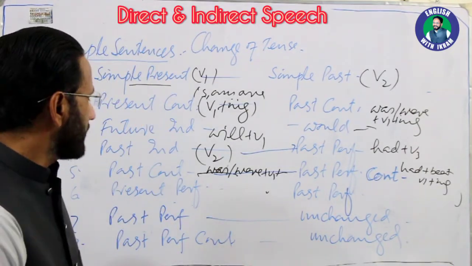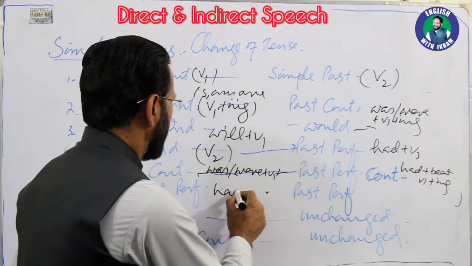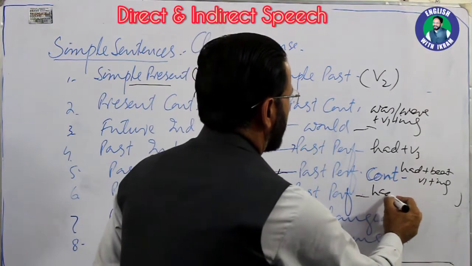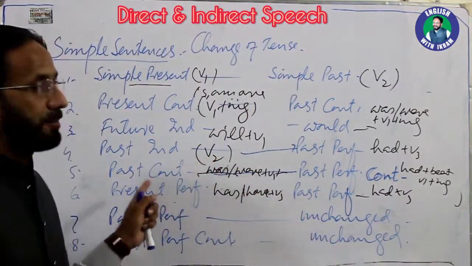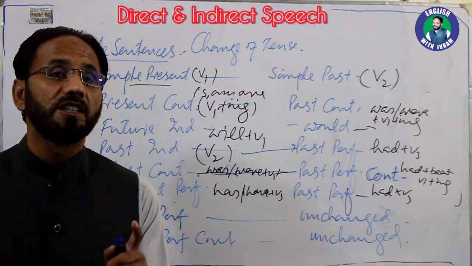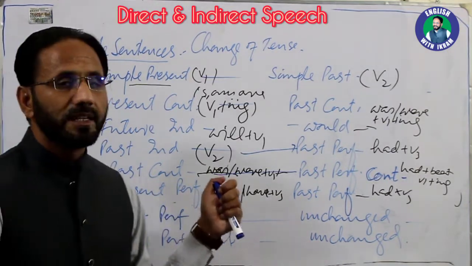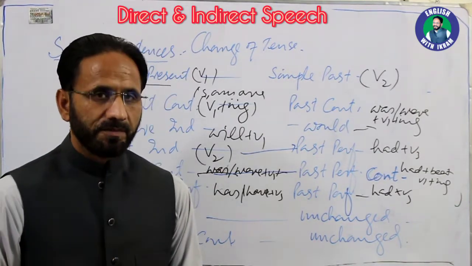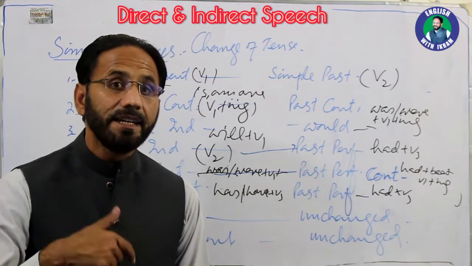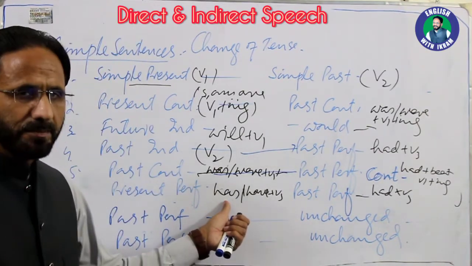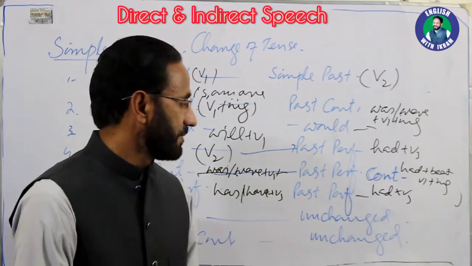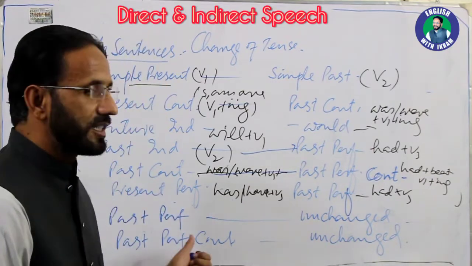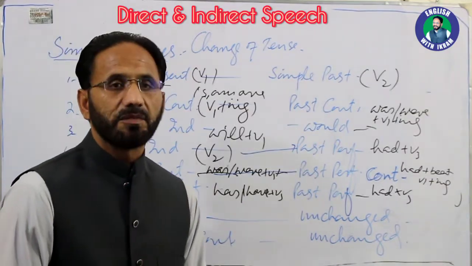Right? The next is, if there is present perfect, has, have, plus V3, it will be changed into past perfect, had plus V3. Simple past tense and present perfect tense, both the tenses will be changed into past perfect while changing a sentence from direct speech into indirect speech. For example, he said, I have completed my work. He said that he had completed his work. Present perfect tense will be changed into past perfect. The next, past perfect will remain unchanged, and the same is the case with past perfect continuous. Both the tenses will remain unchanged.